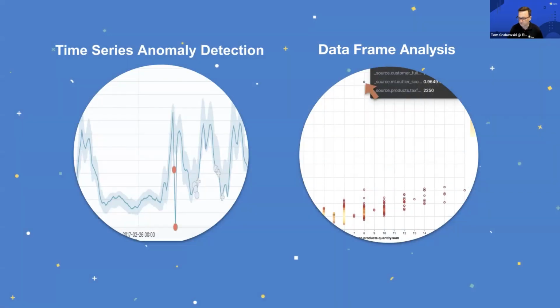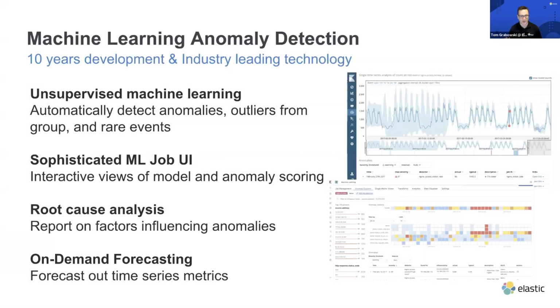When I talk about machine learning today, I'll specifically be talking about two different pieces. One is called time series anomaly detection, where we're building a time series model and identifying unusual events or unusual data in that model. The other one is data frame analysis, which is really about creating your own models and how you can use those models for your own data. So we'll go through those two parts, but first I want to start with anomaly detection.